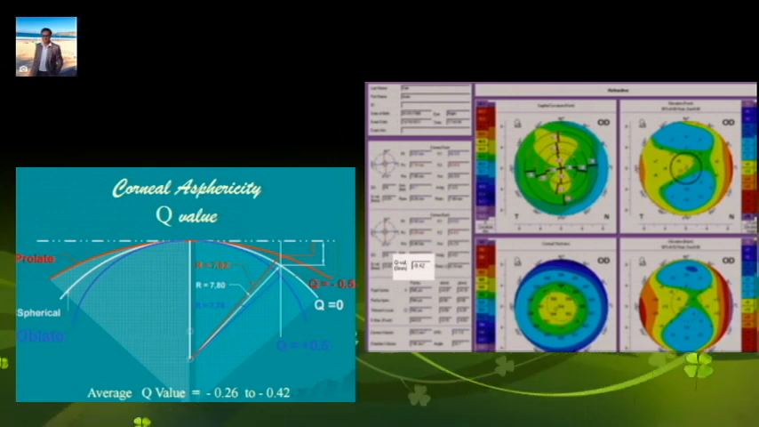So, where would you find the Q value in the Pentacam? As you can see over here, you can get the Q value of both the front cornea as well as the back cornea, but watch out especially for the Q value of the front cornea, and that is very important. If you are deciding on a multifocal implantation, you should watch out that the Q value is negative and between 0 and -1.